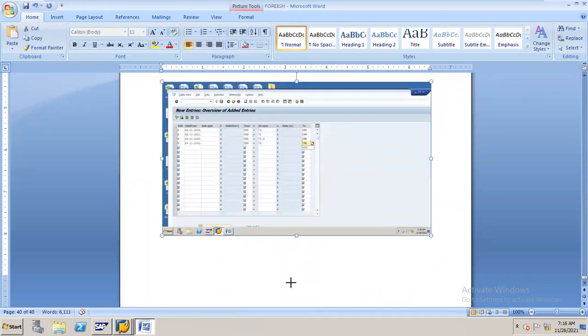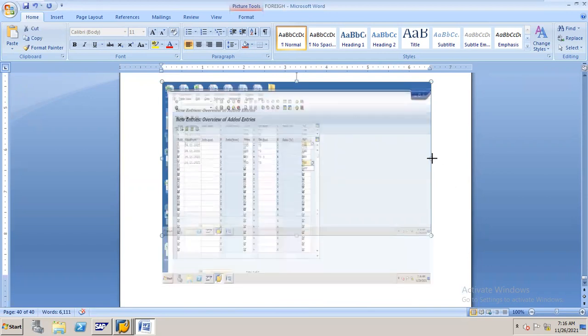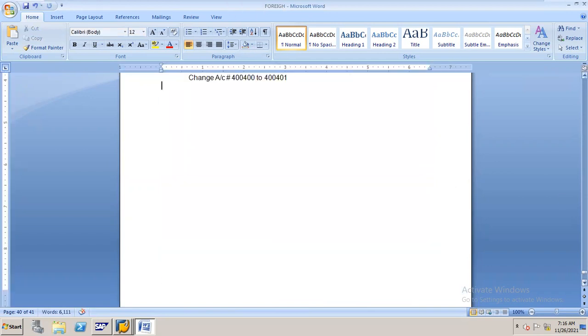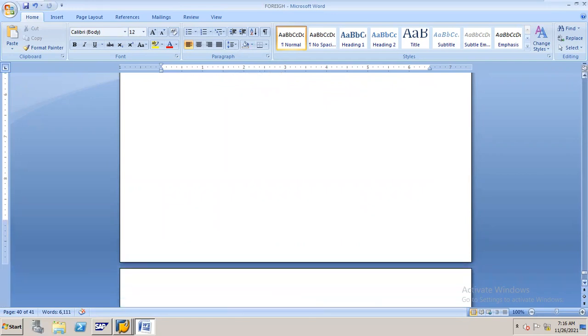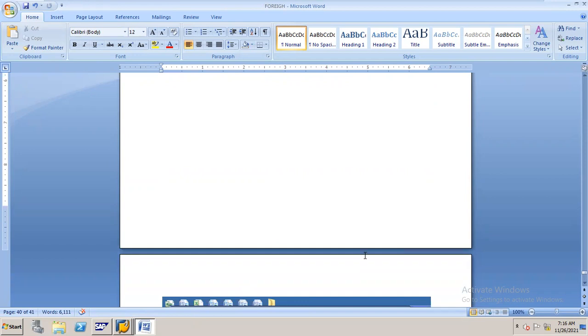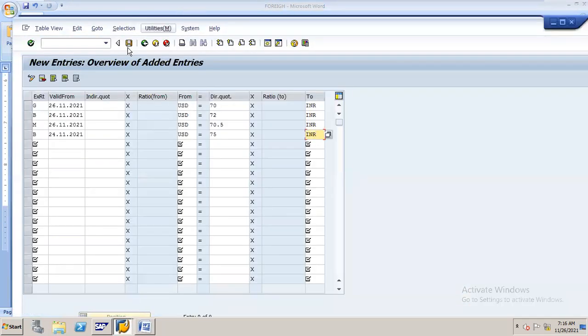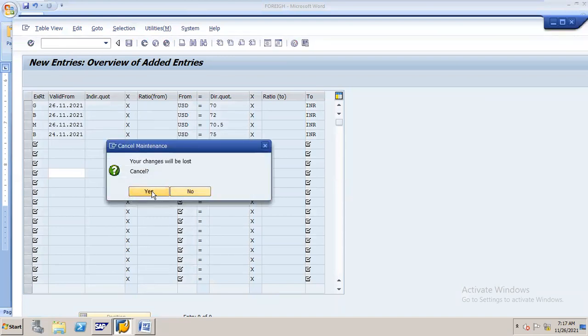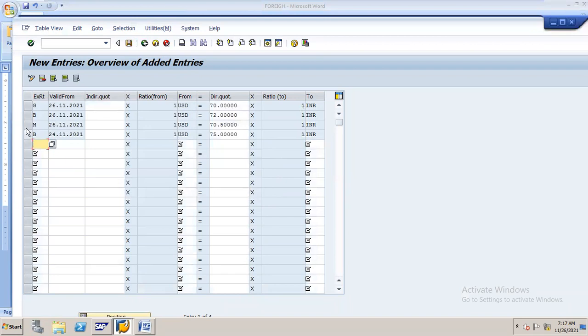I will show you again this one. Anyway, it's not required. Fine. I'll save it. Okay. Fine. Now let us do a transaction. Saved. So this is the way we can maintain the rates.